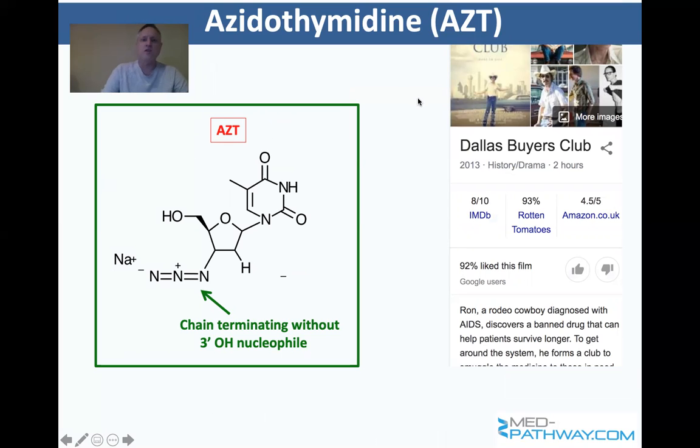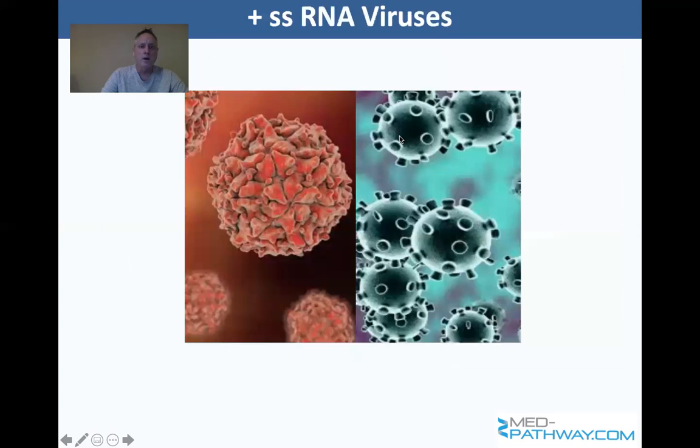And I'm not sure if you guys have seen Dallas Buyers Club with Matthew McConaughey. I highly recommend it. It's a true story about Ron the rodeo clown in Dallas who had HIV, couldn't get access to AZT. It was kind of new at the time. And so he comes up with all kinds of wild schemes to get his AZT.